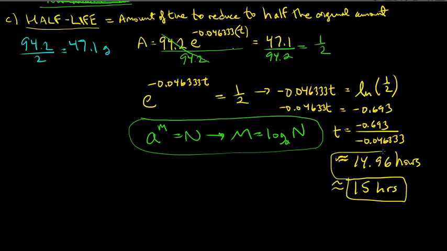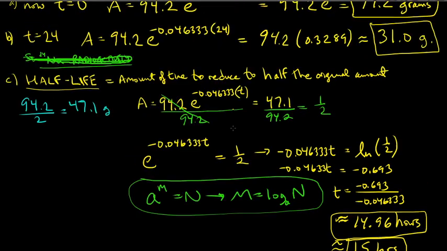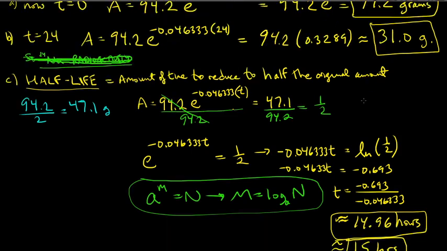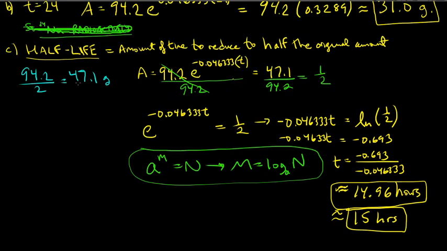Just read the question carefully. They will specify how far to round. And if they don't, then just round as much as you want. I would generally keep at least 2 decimal places, but here it's 14 hours and 58, 59 minutes. Not a big deal. So 15 hours, which makes sense because after 24 hours, we're down to 31 grams. So to be down to 47 grams doesn't take quite as long.